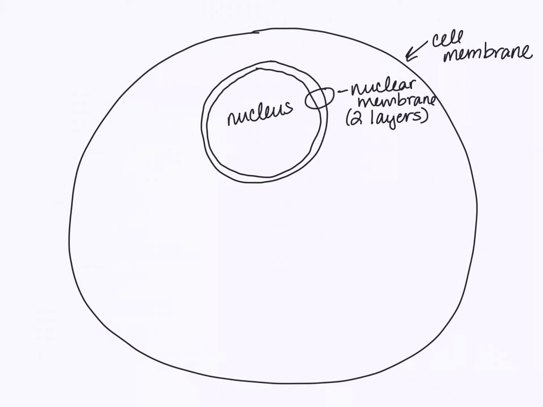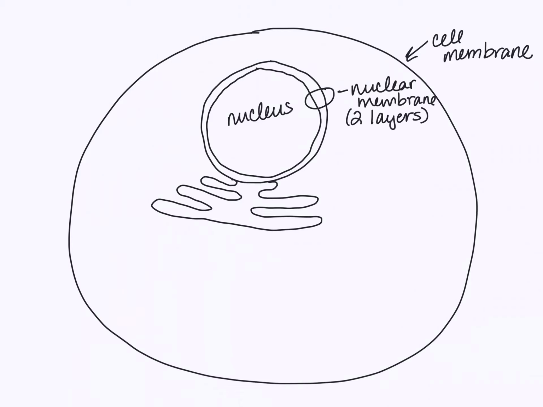Now, continuous with the membrane of the nucleus, we're going to see another membrane-bound organelle called the rough endoplasmic reticulum. So kind of coming off of that nucleus, we have this structure called the rough endoplasmic reticulum. And it's called rough because it has these ribosomes stuck to the cytoplasmic side of the membrane.